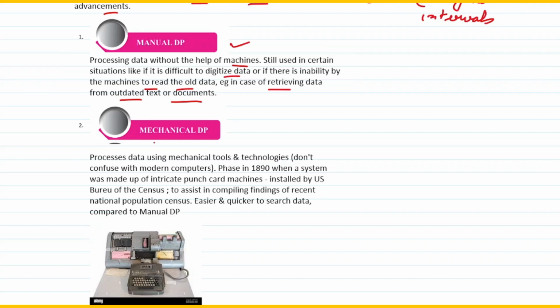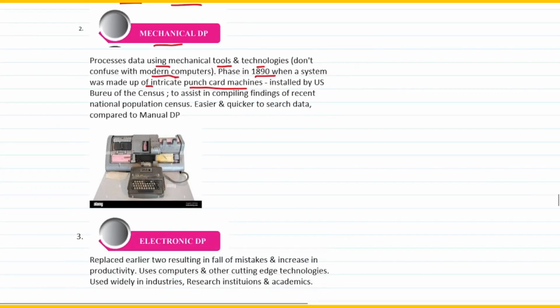Then you come to mechanical data processing. It processes data using mechanical tools and technology. Please don't confuse it with modern computers. Mechanical DP is completely different from modern computers. An example can be, this came in 1890 when a system was made up of intricate punch card machines. This is how a punch card machine used to look. This was installed by the US Bureau of Census.